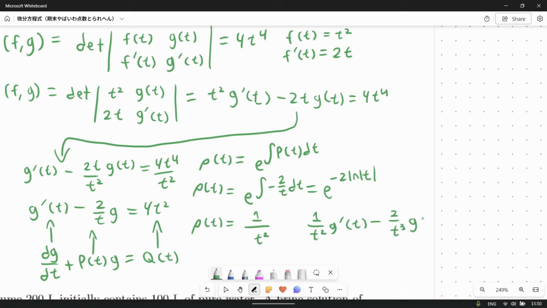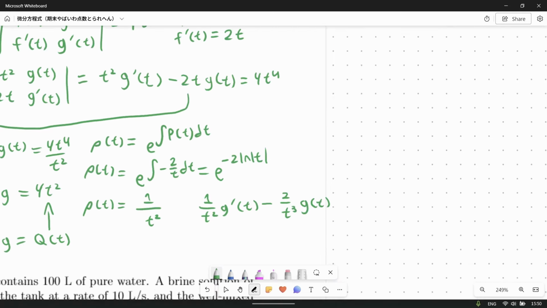times g of t, which is going to be equal to 4t squared over t squared, which just simplifies to 4. So our final differential equation with the integrating factor included is going to be 1 over t squared g prime of t minus 2 over t cubed g of t is equal to 4. And then all we have to do from here is integrate both sides.